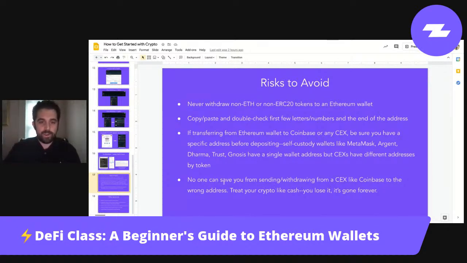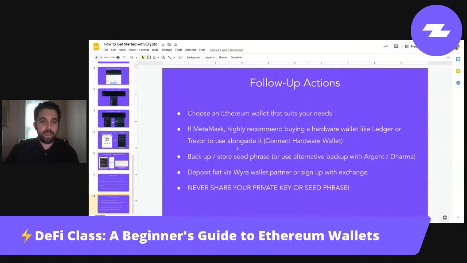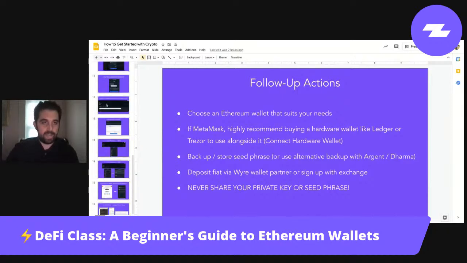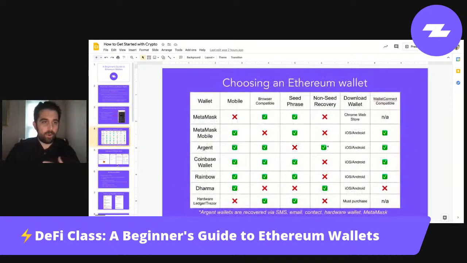Just another reminder, no one, of course, can save you from sending or withdrawing from a centralized exchange like Coinbase to the wrong address. So treat your crypto like cash. Once you lose it, it's gone forever. So follow-up actions for today are, hopefully you can choose an Ethereum wallet that suits your needs based on that table that I created. Hopefully some of the information I shared here is helpful.